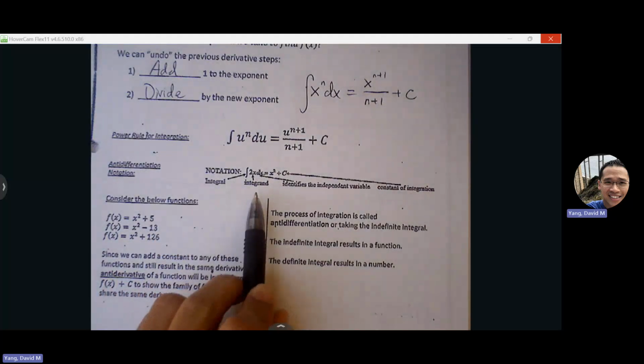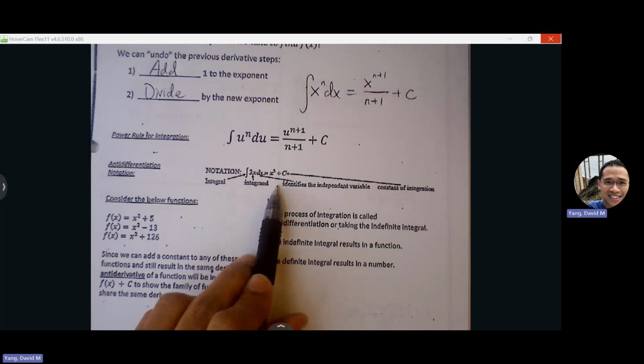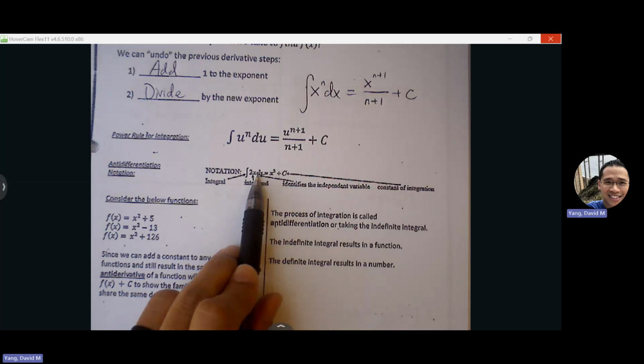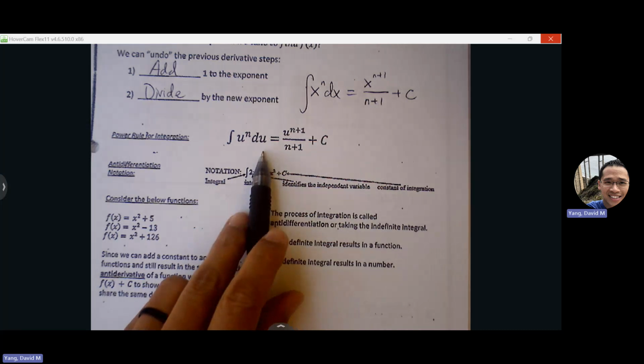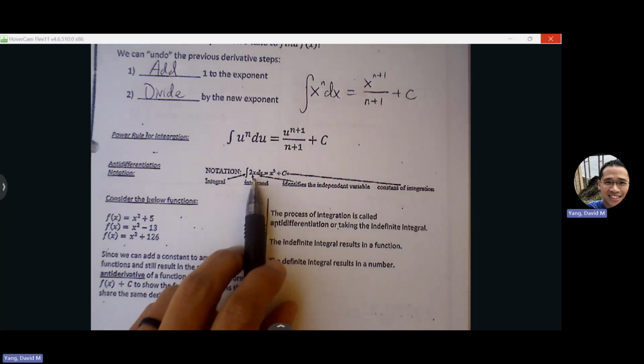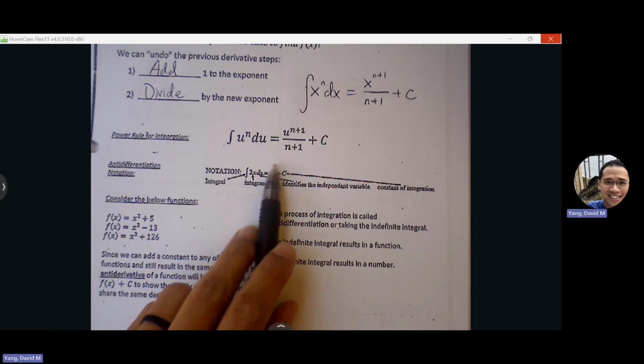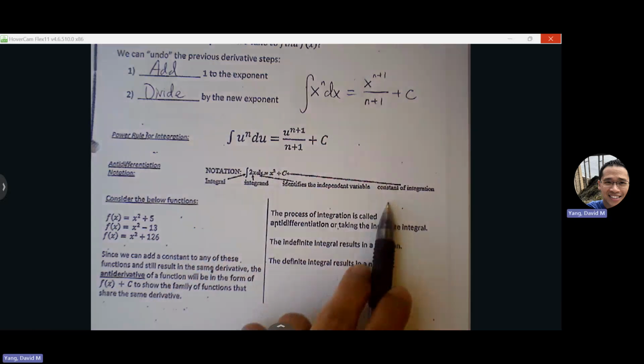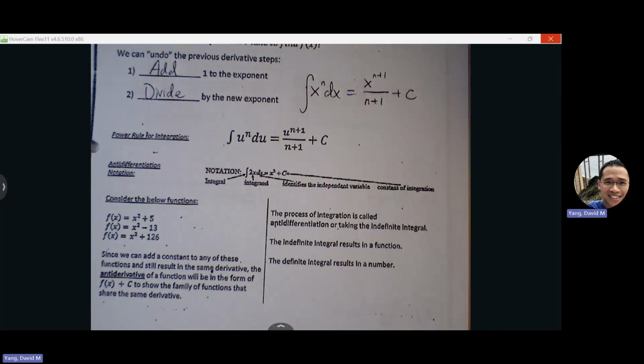So a couple of notations here. So we talked about how there's that integral notation. The expression that you're working with is called the integrand. dx identifies the independent variable. Usually it's dx, because usually we're dealing in terms of x, but it could be dy, it could be du. Okay. It just identifies what variable you're working with. And then we have the antiderivative, and then plus c. And plus c is your constant of integration.